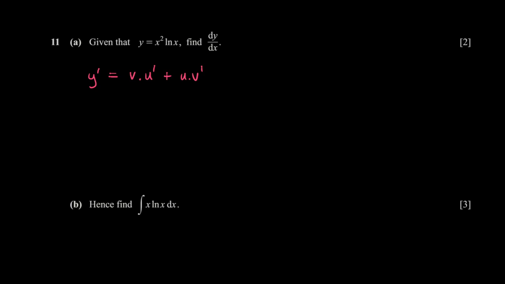Basically what we need to do is identify our u and our v, and differentiate them. So our u will be x squared, and our v will be ln x, which means that u prime is going to be, we differentiate x squared to get 2x, and then we differentiate ln x for our v prime, and that gives us 1 upon x. So now we can just substitute into the formula for the product rule.